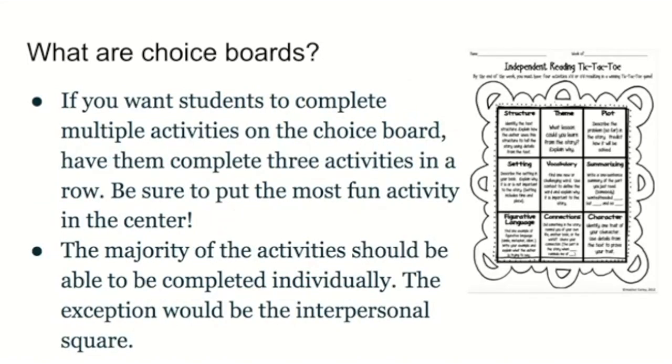If you want students to complete multiple activities on the choice board, you could consider it like a tic-tac-toe board. So they should complete 3 activities in a row. But then be sure to put the most fun activity or the one that you expect them to do in the center. Most of these activities should be able to be completed individually. The exception in this multiple intelligence would be the interpersonal square. What I'd suggest is that we have some things that children can do independently and some that they can do with a parent support.